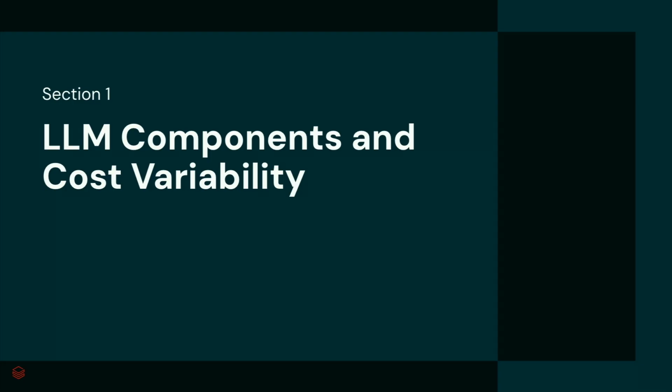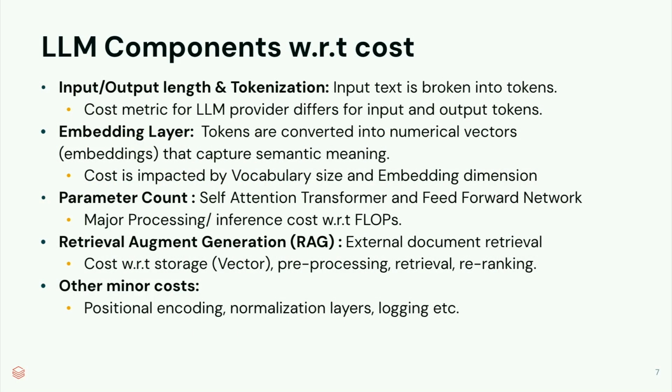The first section is LLM components. When we look at LLMs, there are different components of the cost associated with them. The providers charge you a particular dollar amount for input and output tokens. That will be the premium and the most important cost. The bigger your input length and the bigger your output length, the more cost it is to the provider, and the more cost it is to you.